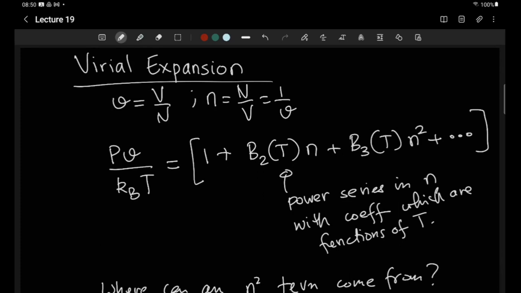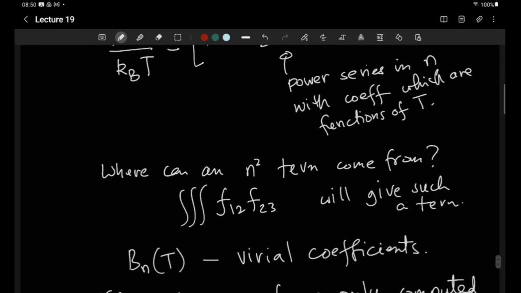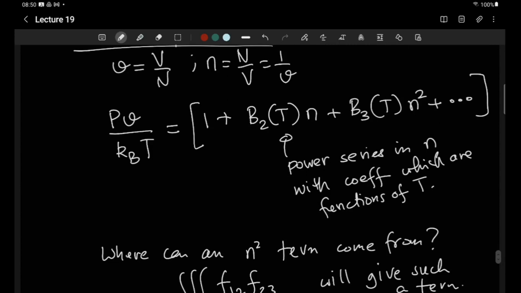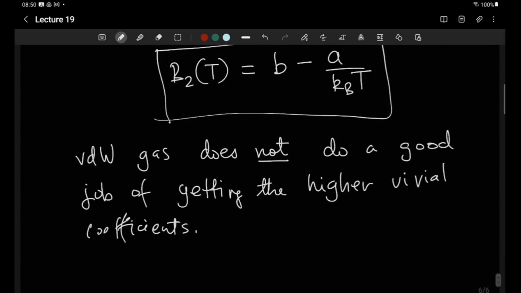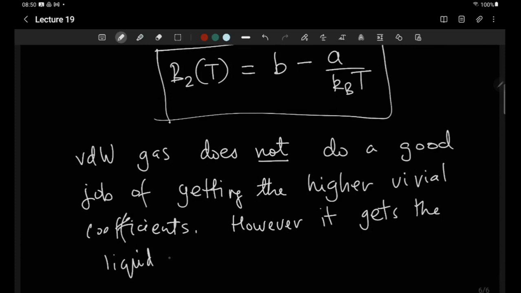But what is good about the van der Waals equation of state is that even though it doesn't get the higher virial coefficients correctly, it gets the fact that there is a liquid gas phase transition.